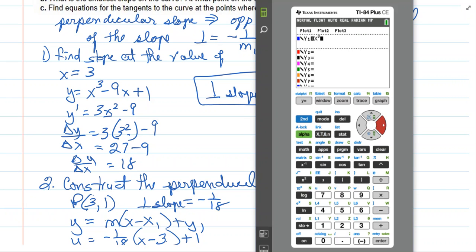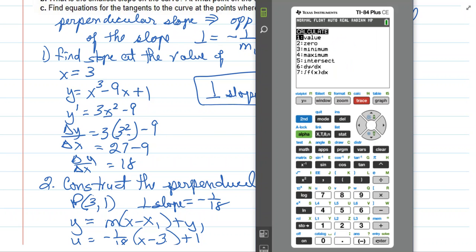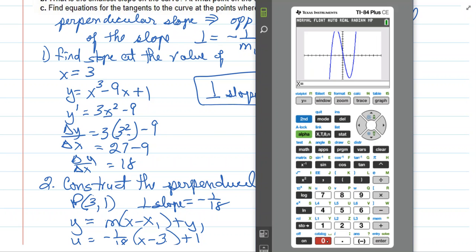x cubed, and I have to go sideways. I always forget, sorry. 9x plus 1. This is my original function. And I want it at 0, so I'm going to zoom 6 and I've got it there. I go second calc value at 0. All right, so at 0 I have 1.